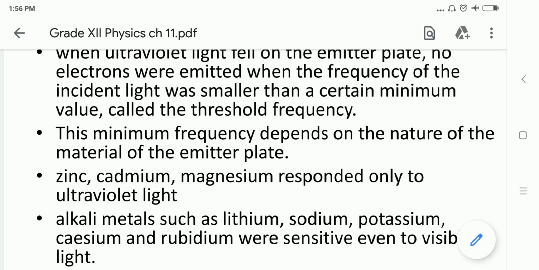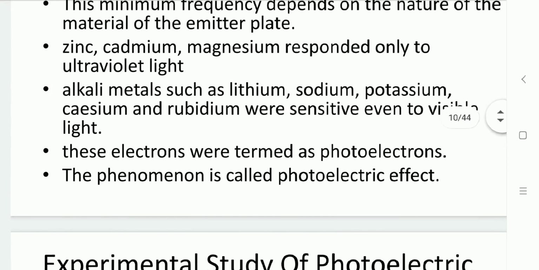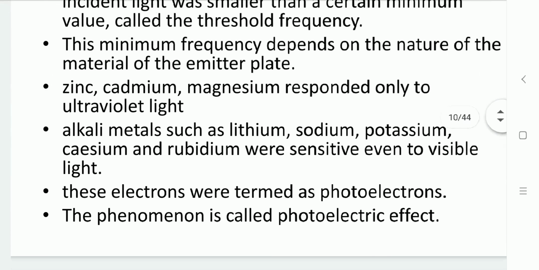So this minimum required frequency is known as the threshold frequency, and the generated electrons are known as photoelectrons, and the current generated by those photoelectrons is known as the photoelectric current, which is the photoelectric effect.